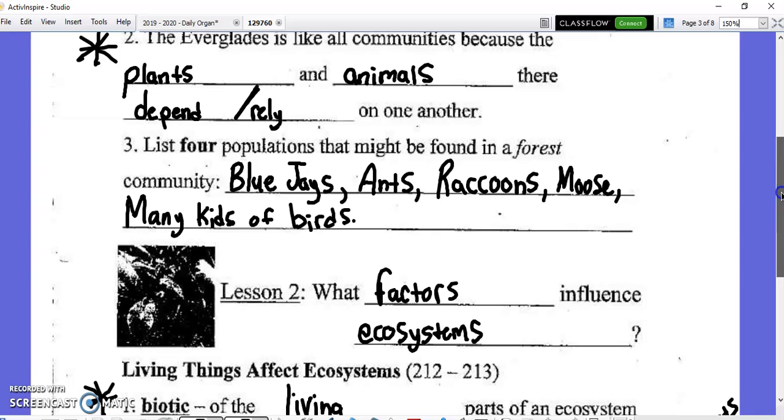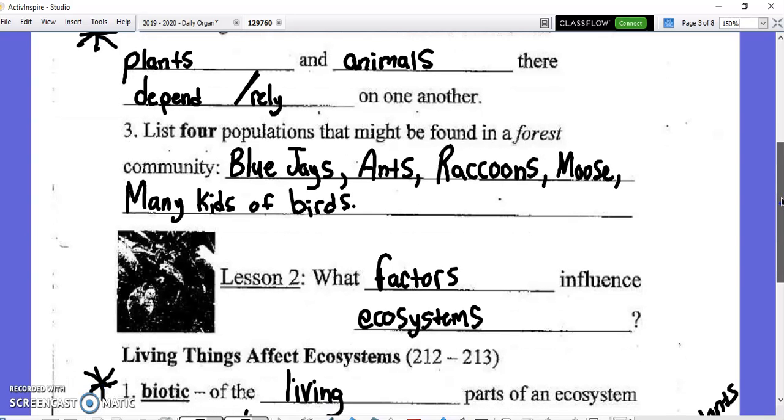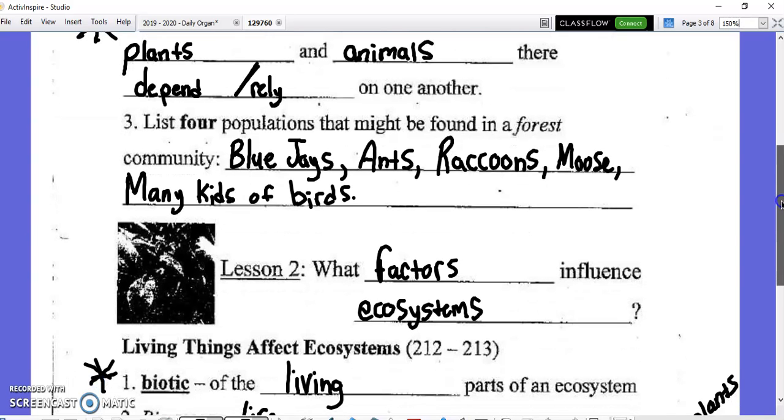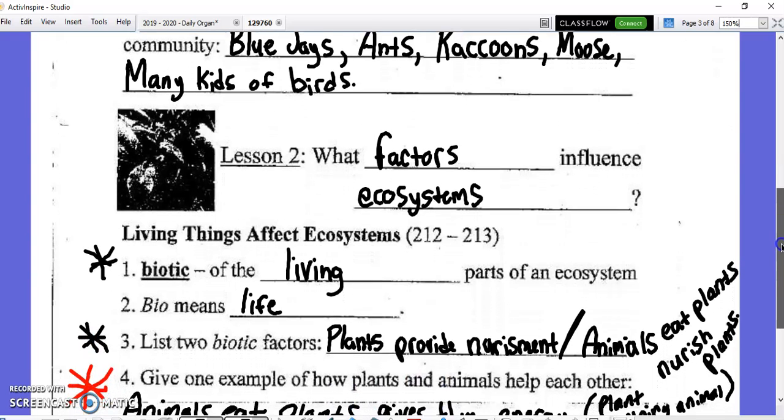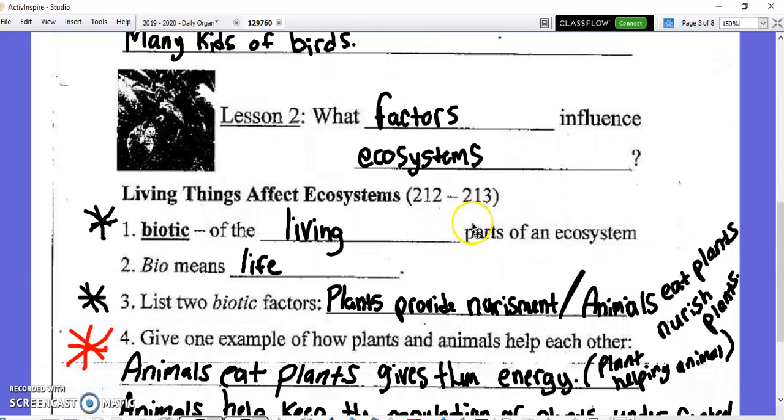Lesson 2 was what factors influence ecosystems. The factors we're discussing are biotic and abiotic. Biotic are the living parts of an ecosystem. You can look at the base word bio, which means life. Listing 2 biotic factors, which again these have stars next to them, are plants that provide nourishment or animals eating plants to nourish the plants.